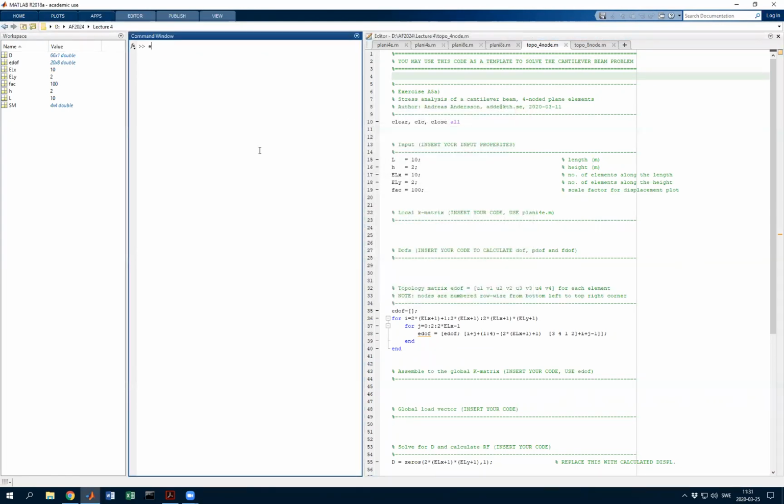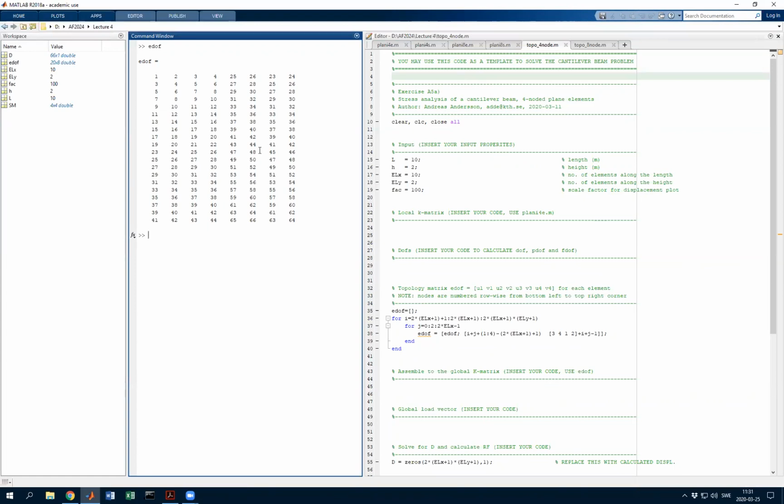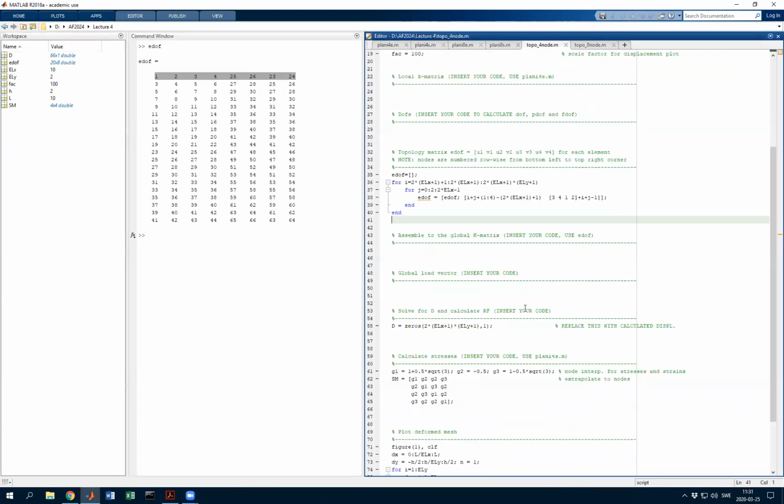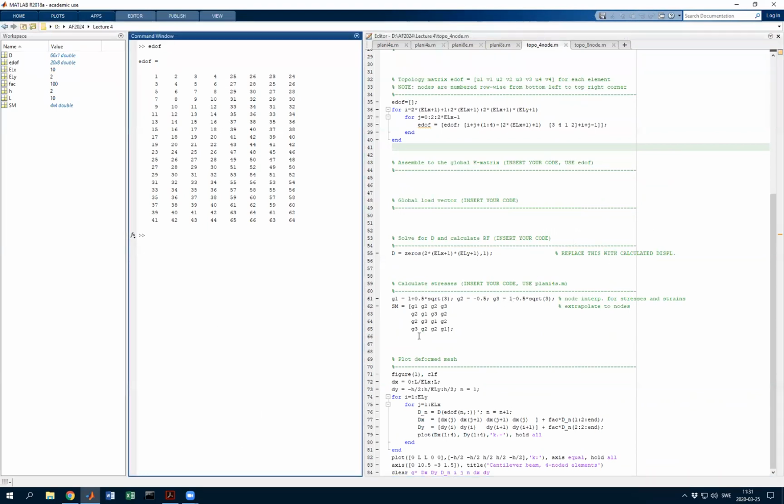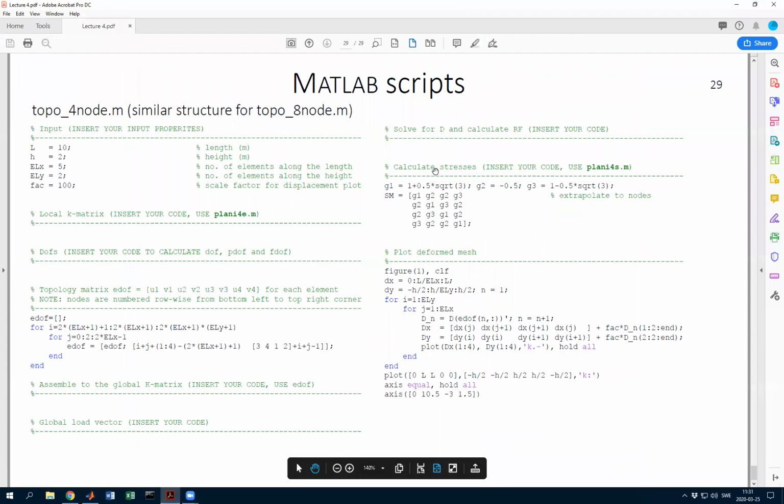And if I type EDOF here, you will have the element topology. So the first element connects these nodal points. So that's the basic structure for all of this. So let's go back to the slides here. Now I think we have some time if there's anyone who would like to ask questions.